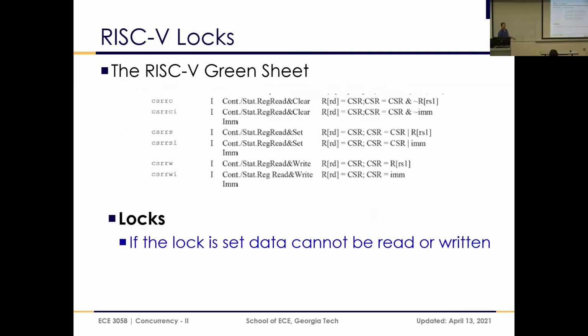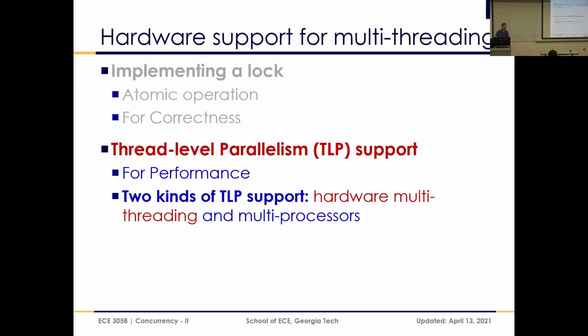All right, on the green sheet, this is how it's actually done. Again, we're not going to go through it, but if the lock is set, data cannot be read or written. That's the gist of it. Here's the pseudocode for how it works. We're going to check the CSR based on some register value or some immediate value, and we can either AND it or just store the value of it. Does that make sense? We're going to check the locks. That's all it's doing.